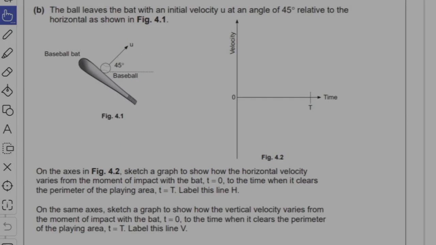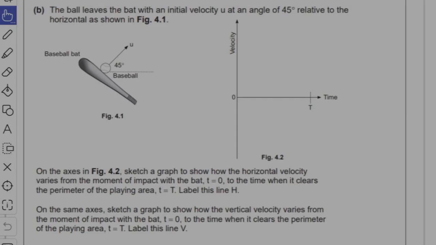So it says the ball leaves the bat with an initial velocity u at an angle of 45 degrees relative to the horizontal as shown in figure 4.1. On the axes, figure 4.2, sketch a graph to show how the horizontal velocity varies from the moment of impact with the bat, t equals 0, to the time when it clears the perimeter of the playing area, t equal to T. Label this line h. On the same axis, sketch a graph to show how the vertical velocity varies from the moment of impact, t equal 0, to the time that it clears the perimeter of the playing area, t equal to T. Label this line v.